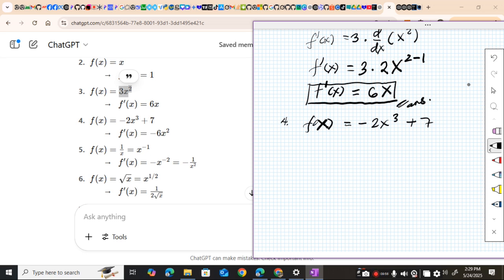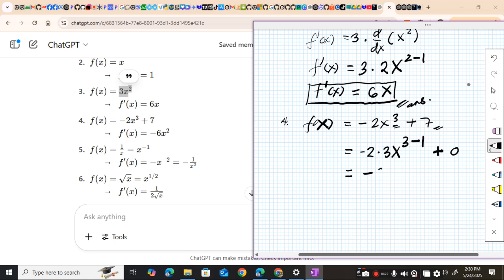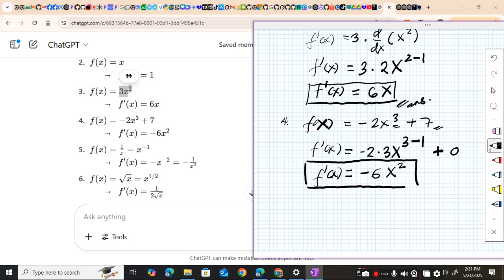So we have a constant multiplied to a power raised to 3. Now all we need to do is, again, bring down the power 3 and then raise it to 3 minus 1. And then of course, the derivative of a constant 7 is 0. So all we need to do now is to multiply negative 2 by 3. And again, our answer is correct. We are in unison with the answer of ChatGPT. That's negative 6x squared.